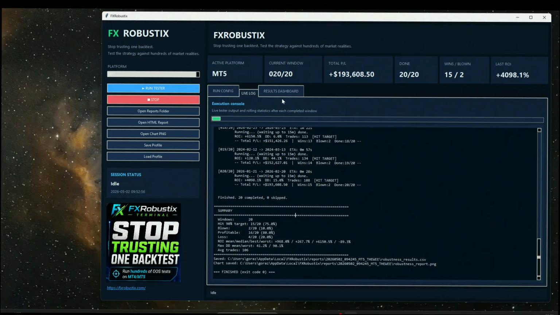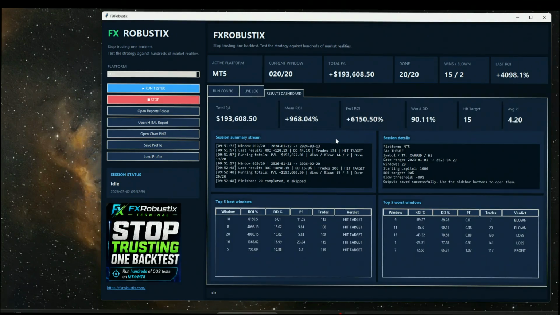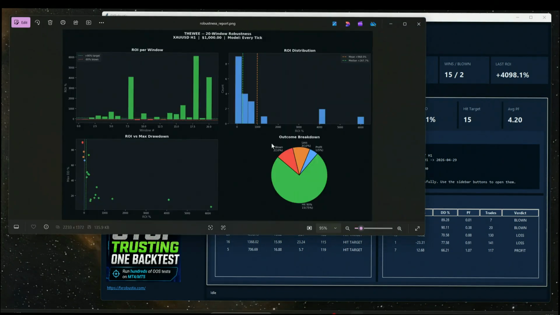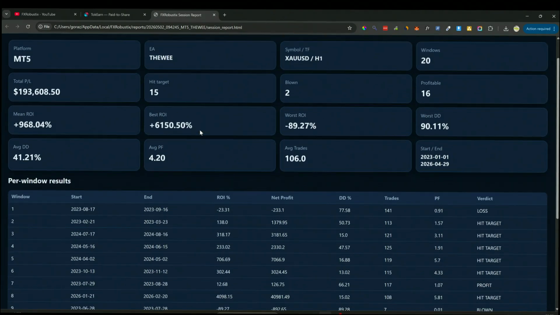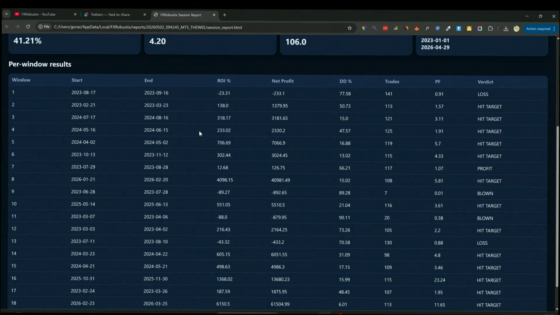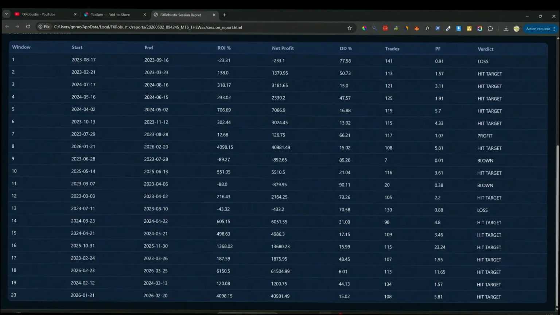This report is powerful because even after losses and blown accounts, the total result is still massively profitable. That is the logic. Small accounts, aggressive settings, target 100% or more, withdraw profit, repeat. If the robot doubles accounts more often than it blows them, then the math can work. And FXRobustix helps you find exactly those robots. MetaTrader shows you one backtest. FXRobustix shows you the survival power of the strategy. Stop trusting one backtest. Start testing robustness.